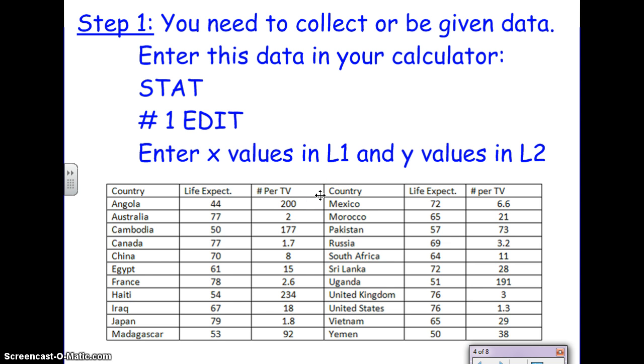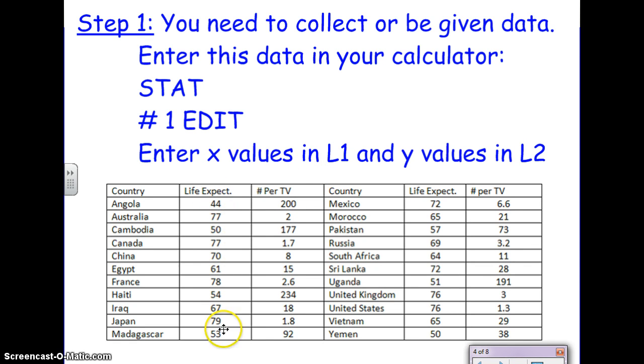So this was data that was collected to see if the number of TVs in a household affected the life expectancy, which is kind of interesting. I guess they were thinking maybe people are more sedentary or maybe they don't move around as much. Does that affect how long we live, depending on how many TVs we have? I don't know. So that's what we're going to try to find out.